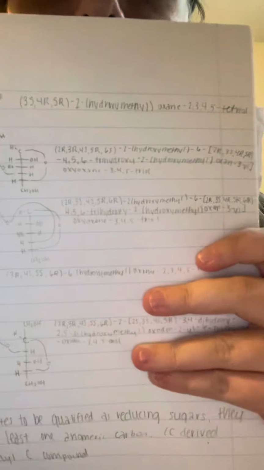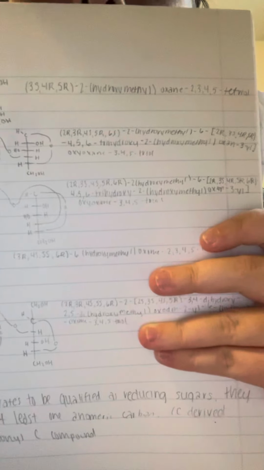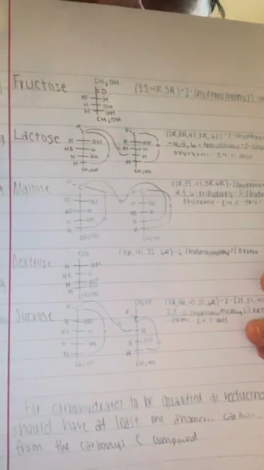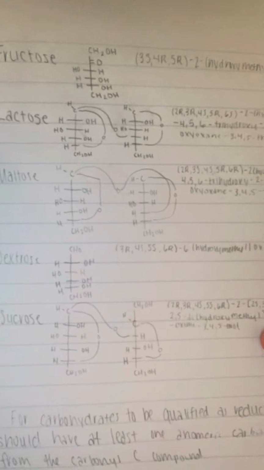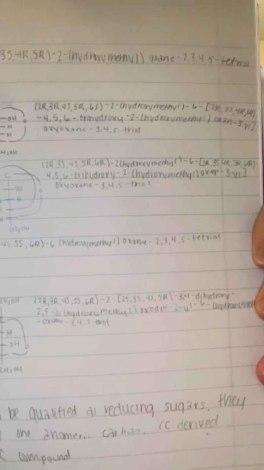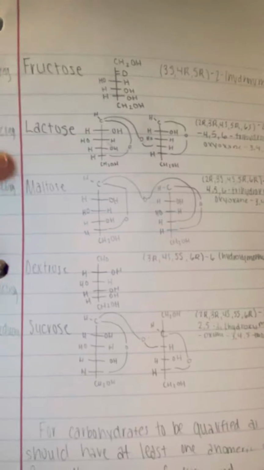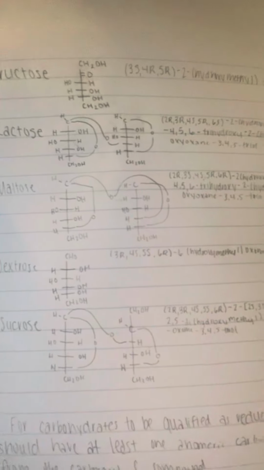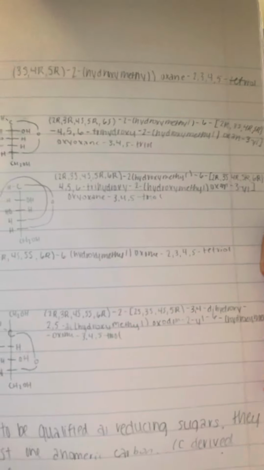So for fructose, we found that it was reducing, and the Fischer representation looks like this. And then there's also the IUPAC name. And then here is lactose, as well as the IUPAC name. They're very long. Here is maltose and the IUPAC name.